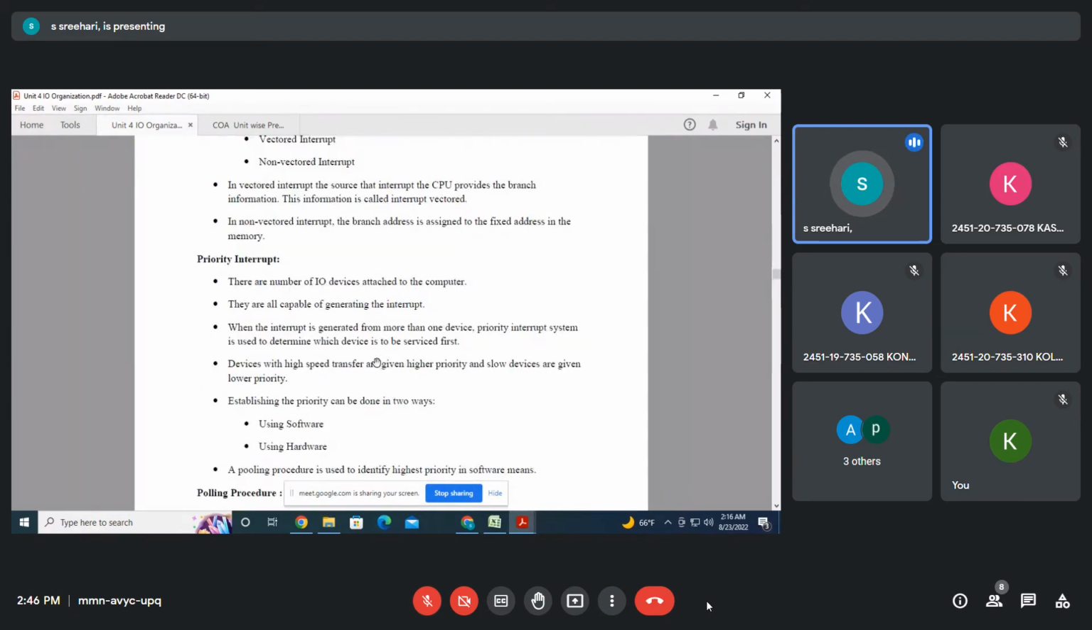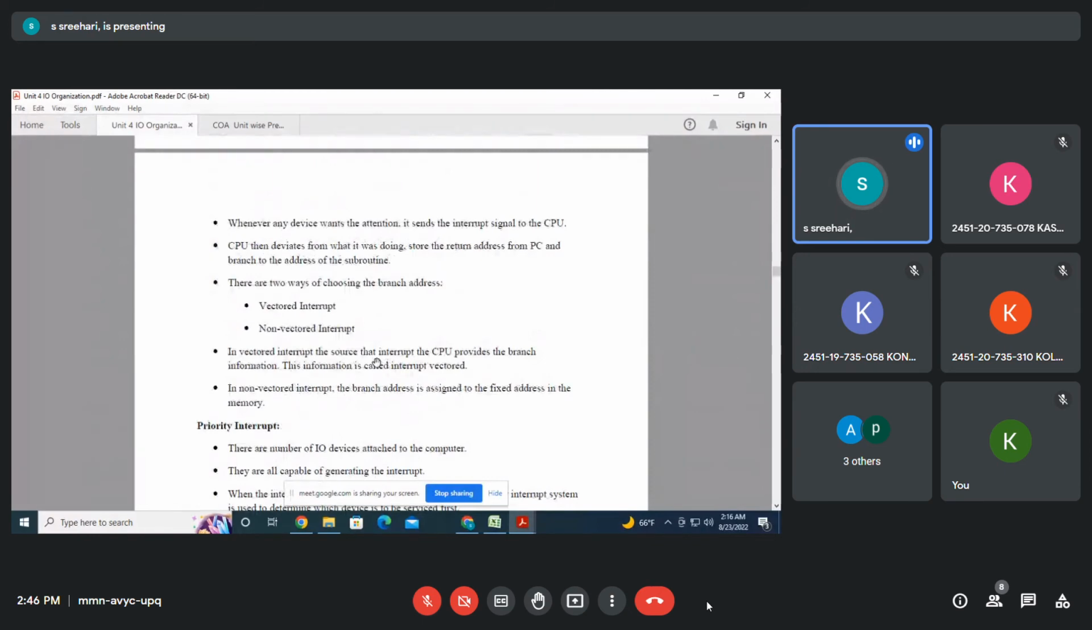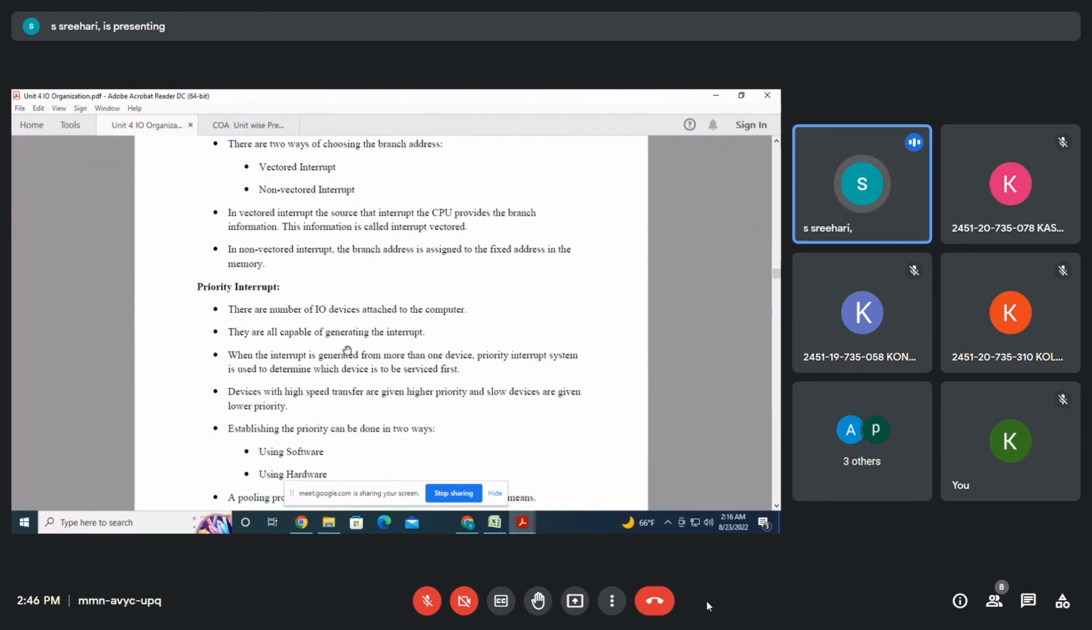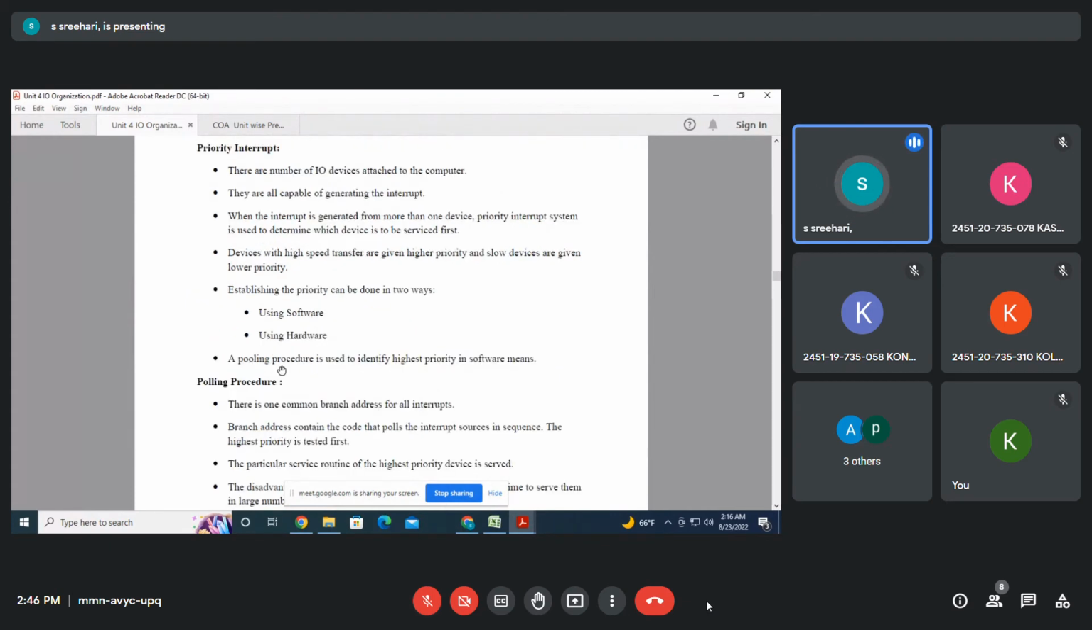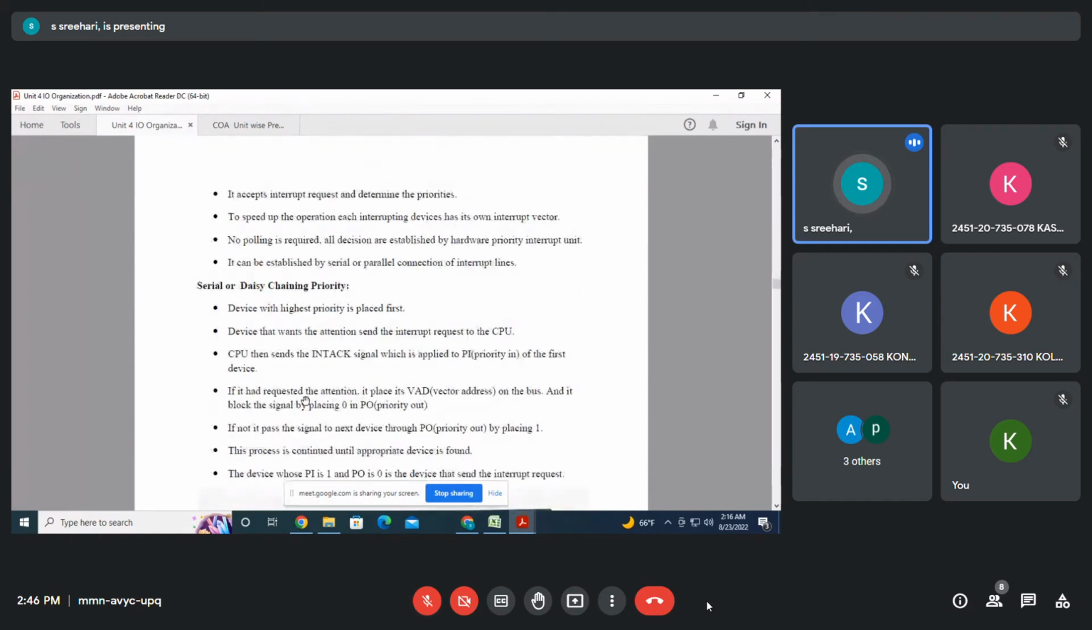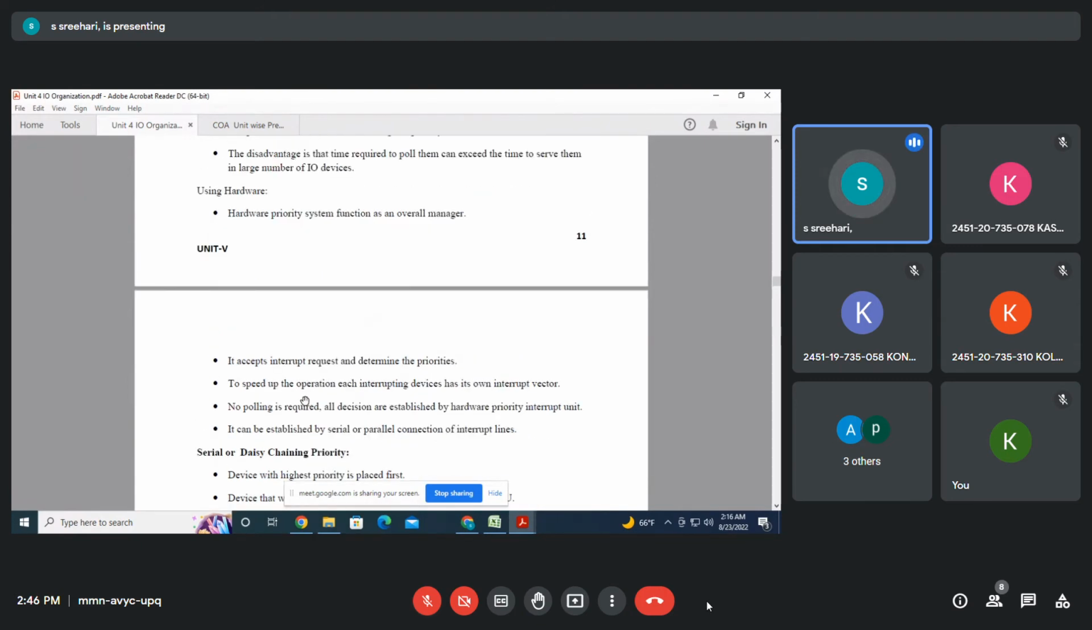So what methods come here? Different interrupts, right? Vectored interrupts and non-vectored interrupts. Then we have priority interrupt and the polling process. So we have different methods for how we are going to solve the interrupts if you have more than one interrupt, right? What procedure is it going to follow? That is the polling method and the priority method, right?